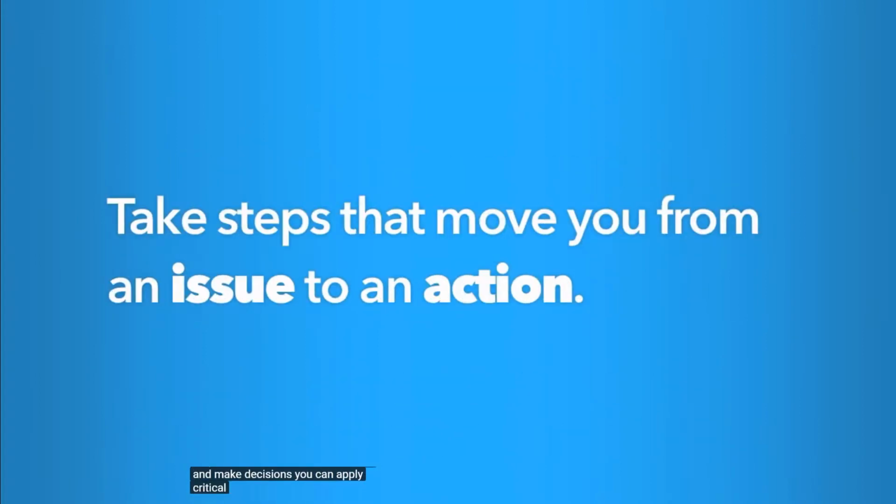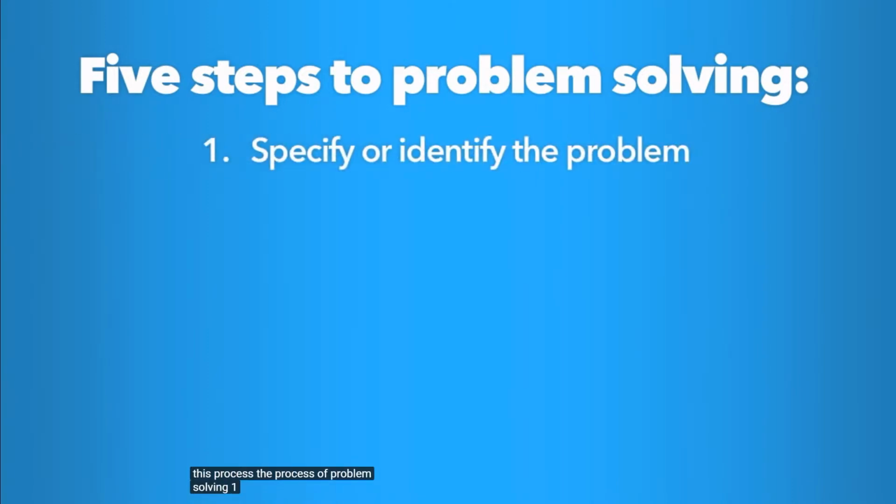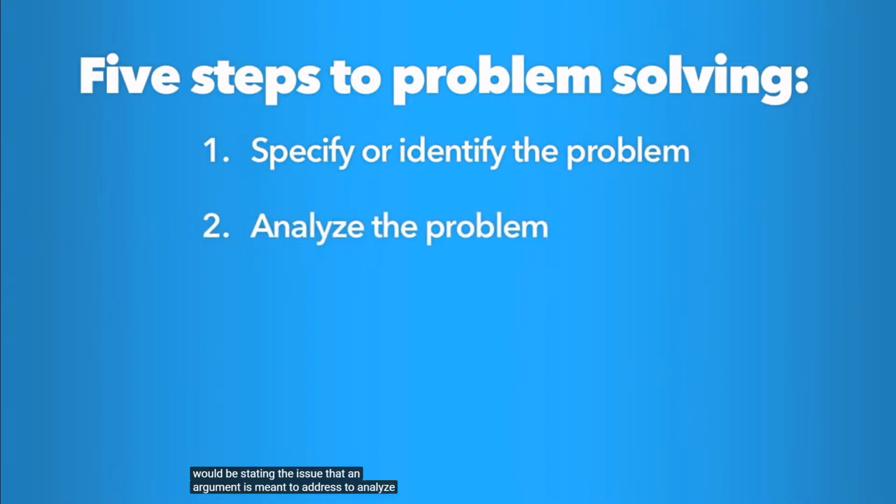You can apply critical thinking to real-world issues by taking the steps that move you from an issue or problem to an action. Generally, there are 5 key steps in this process, the process of problem solving. 1. Specify or identify the problem. In critical thinking terms, this would be stating the issue that an argument is meant to address. 2. Analyze the problem. This step involves gathering knowledge about the issue at hand. You can think of it as looking for premises that tell you something about the problem.